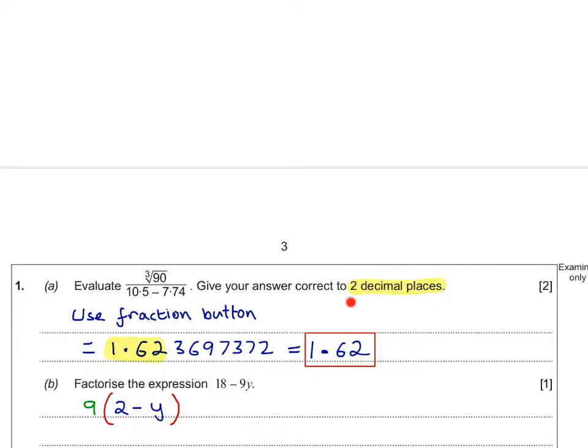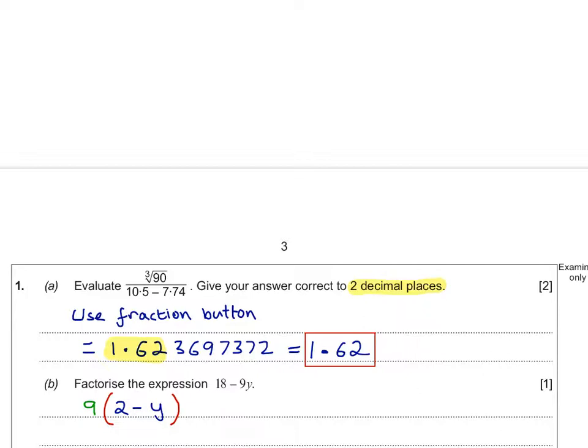Remember then, the answer, read the question, it says to 2 decimal places. For this, you pick the second number after the decimal point. Imagine there's like a line between them, right here. The number after that was 5 or above, that goes up 1. 4 or below, that stays the same. Okay? And then 1.62. Okay?